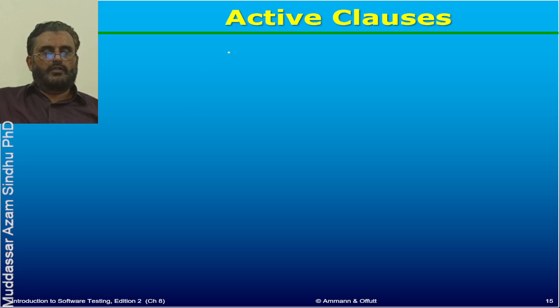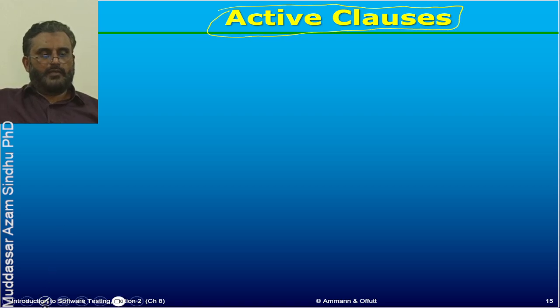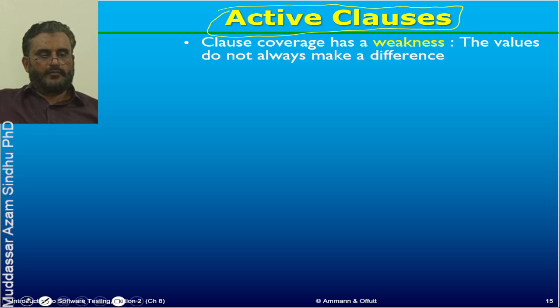So we discussed clause independence, or in other words, making a clause active. We need to know what is meant by making a clause active. Clause coverage has a weakness: the values do not always make a difference. When we say that, it means that when you achieve clause coverage, that may not necessarily achieve predicate coverage on the predicate in which these clauses are playing a role.